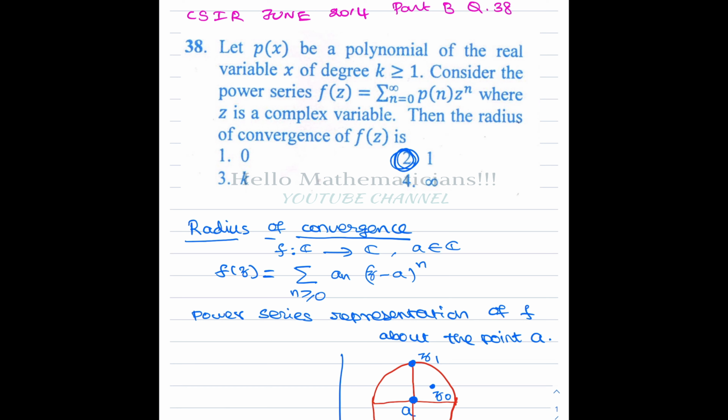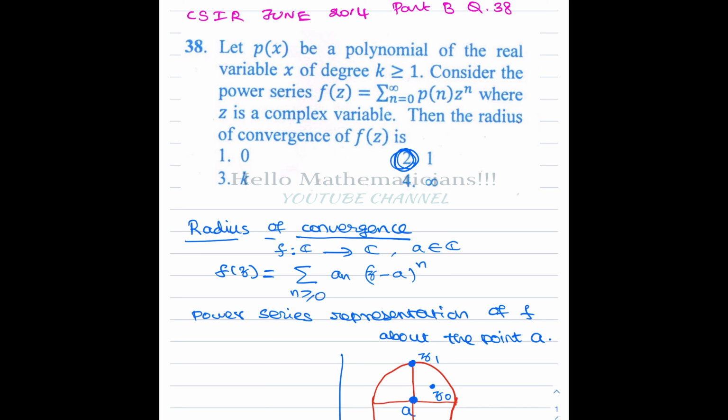Usually you apply the formula for radius of convergence, then you get the answer. That is one way of doing it, but the true essence of such problems can be understood if you understand the geometric meaning of radius of convergence. Once you know that, many problems can be solved just by looking at the problem. So let's look at the problem.